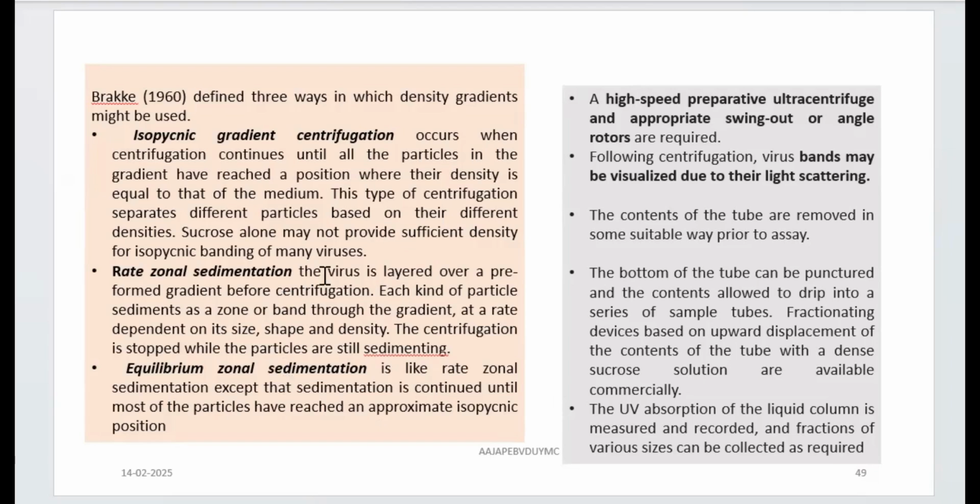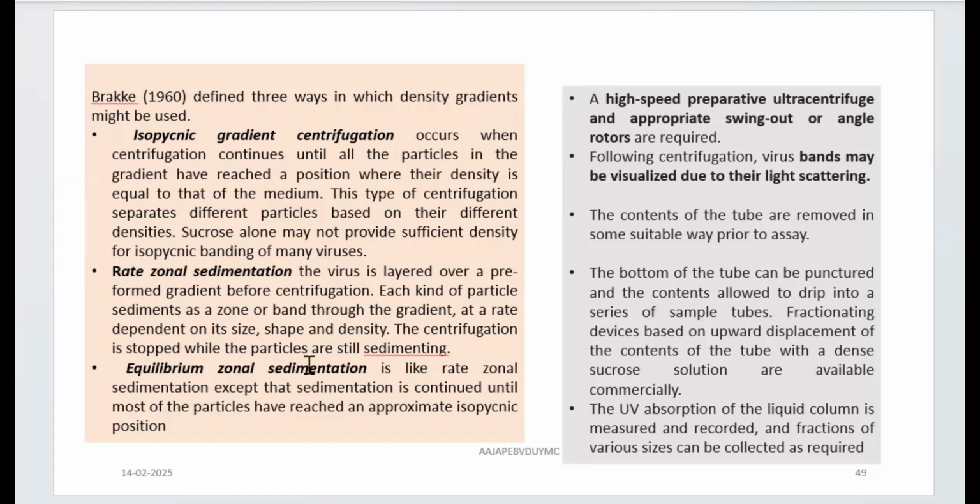So, at what time will the centrifuge be stopped? That is going to differ when you talk about rate zonal and equilibrium zonal sedimentation. So, equilibrium zonal sedimentation will end after sedimentation is completed, and centrifugation is stopped while particles are still sedimenting in rate zonal. So these are the two basic differences.